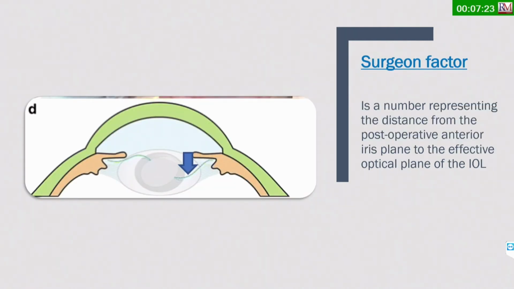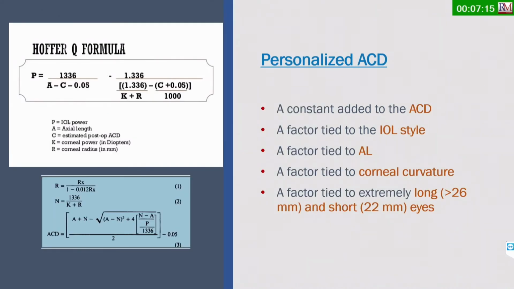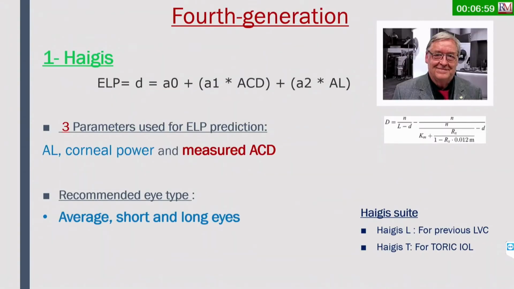Surgeon factor is a number representing the distance from the postoperative anterior iris plane to the effective optical plane of the IOL. And what about the personalized anterior chamber depth? It is a complicated formula, but Hoffer took into consideration a constant added to the anterior chamber depth, a factor tied to the IOL style, a factor tied to the axial length, another to the corneal curvature, and a factor tied to extremely long and short eyes. And then we go to the fourth generation.